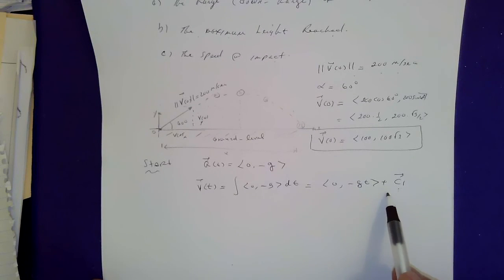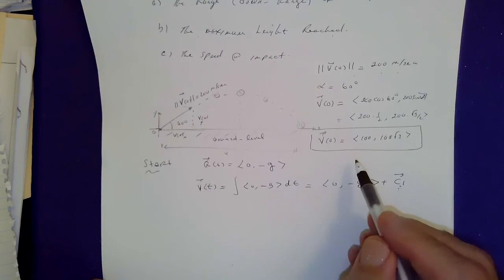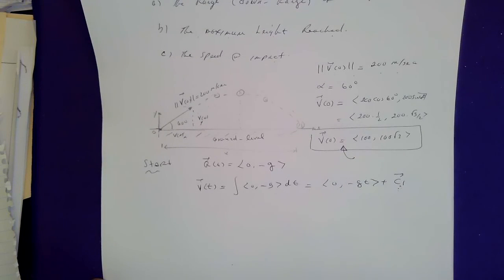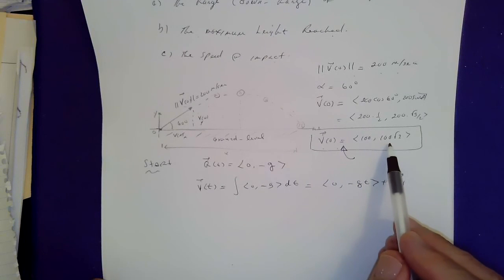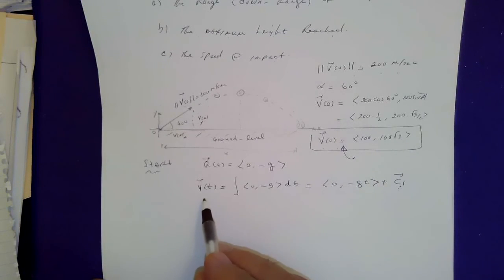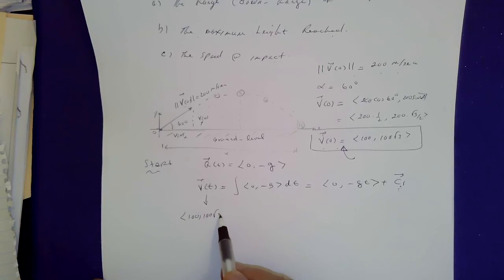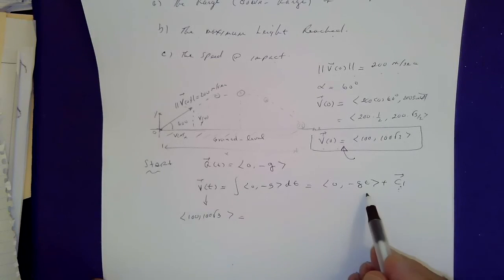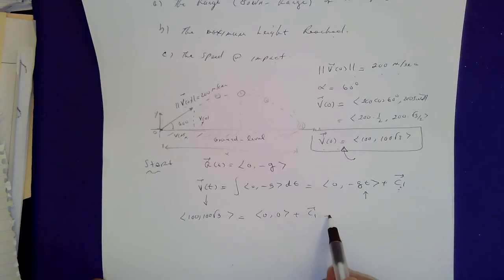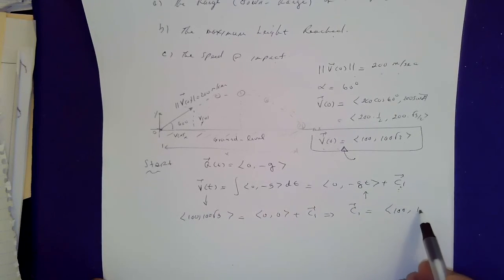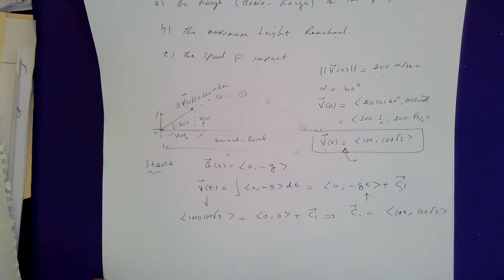First, my job is to find what c1 is. To find c1, I have to impose this initial condition. Initial velocity is equal to 100, comma, 100 square root of 3. So I'm going to replace this guy with 100, comma, 100 square root of 3, correct? Then I'm going to replace the t's with 0. Then I'm going to come up with c1 equal to 100, comma, 100 square root of 3.